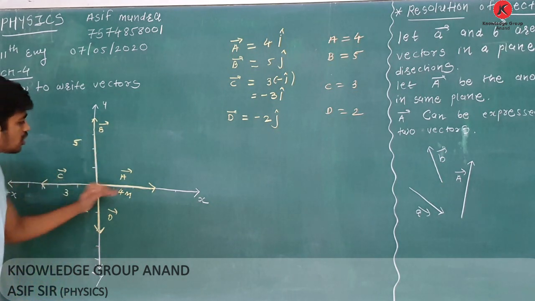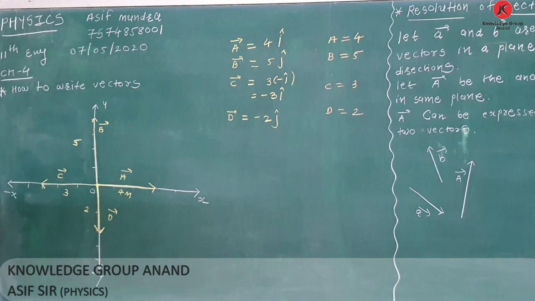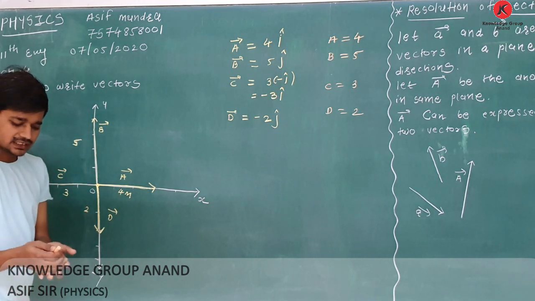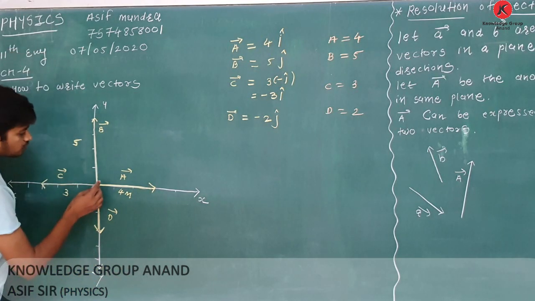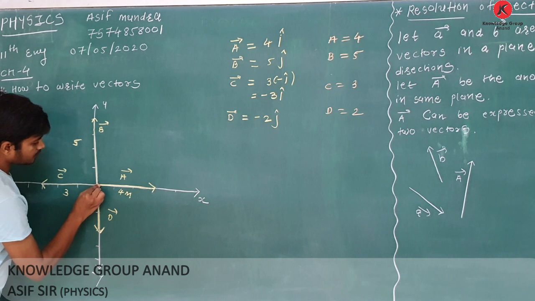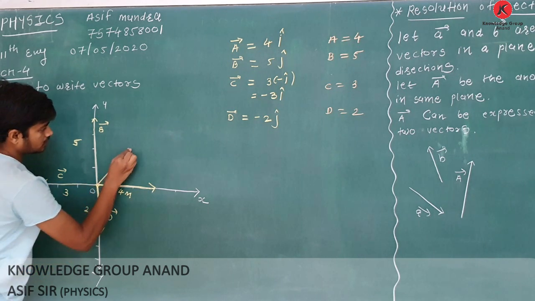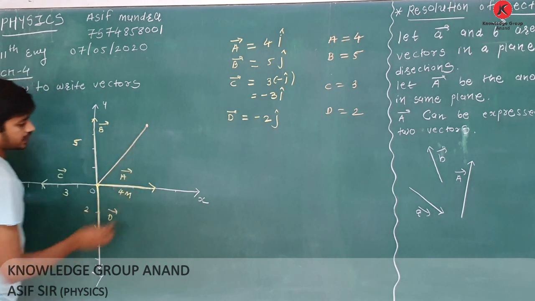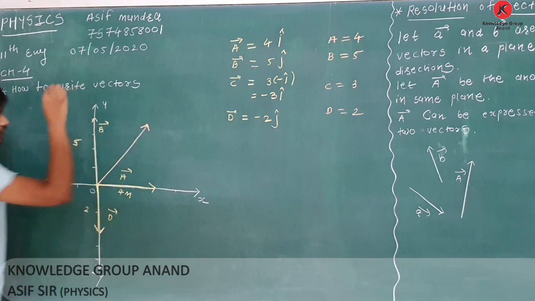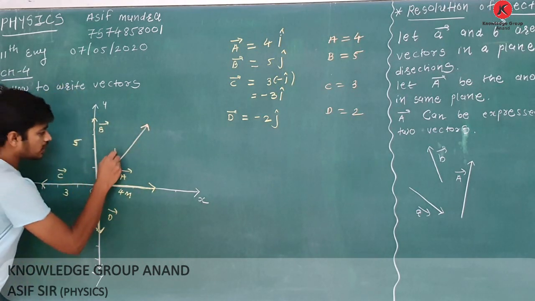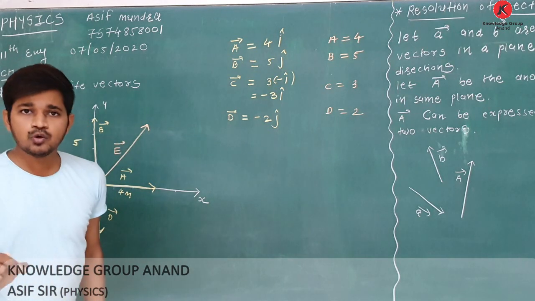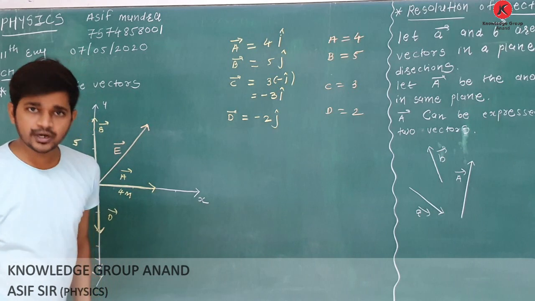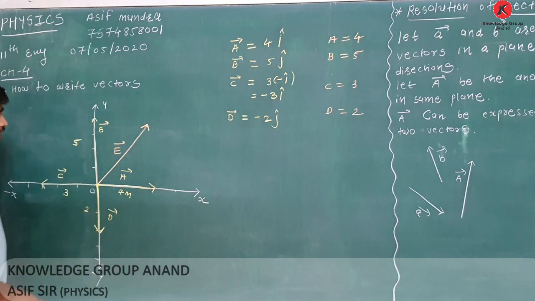When vectors are along the x-axis, y-axis, or z-axis, writing the vector is easy. But if you are given a vector like this, for example, it is one vector. Let it be E. Then how to write this vector E?